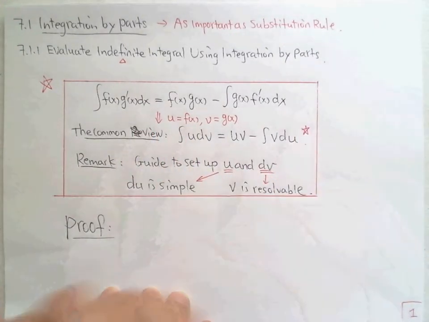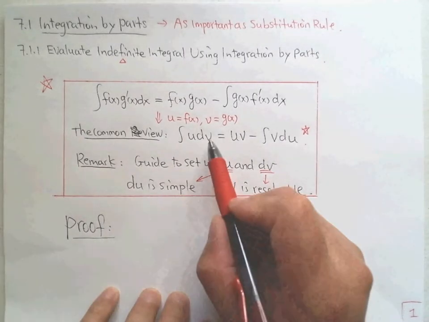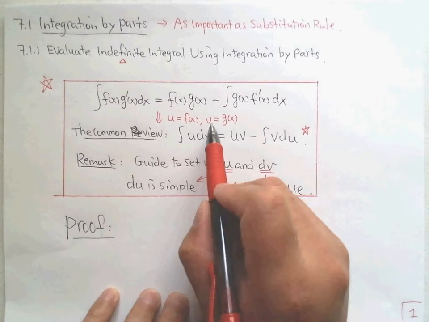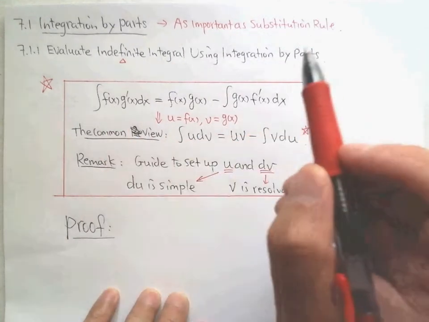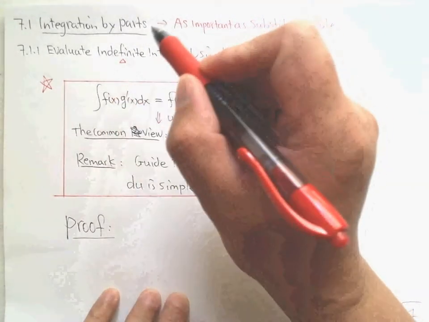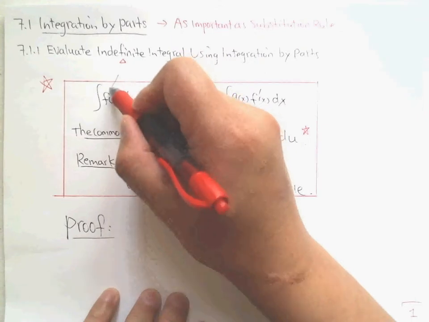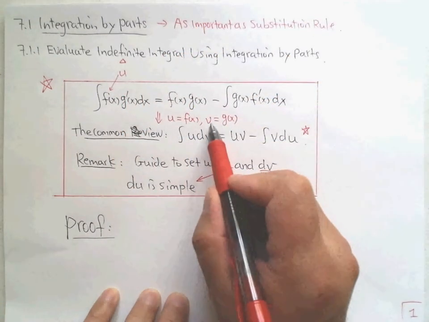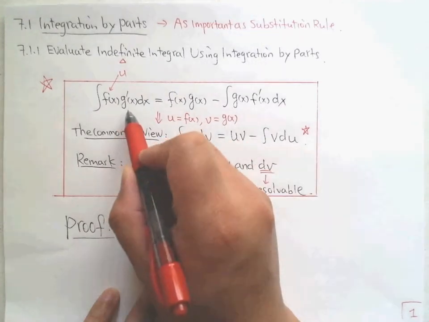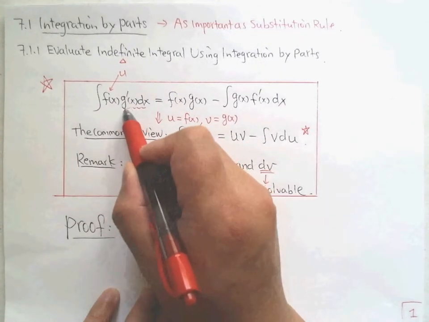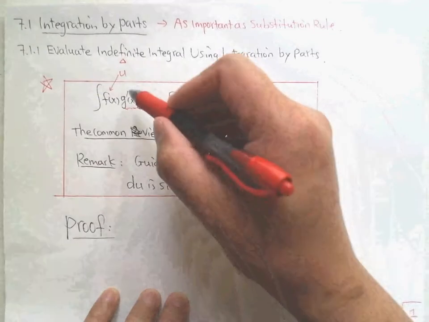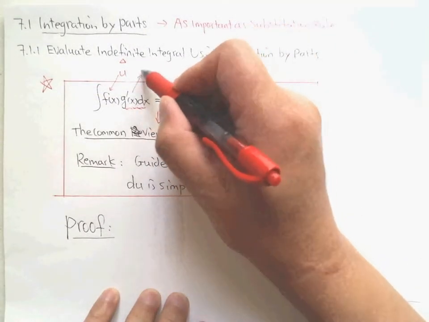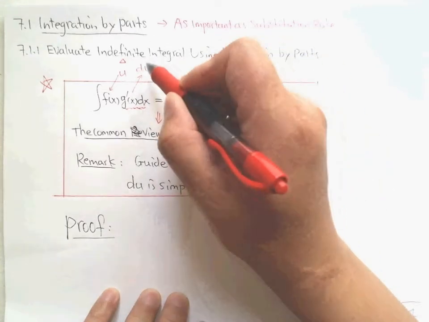Okay, so how do we get this? In the original, we set u equals f and v equals g. So this is u, right? And then v equals g(x). The derivative of g times dx should be dv. No, sorry, dv.